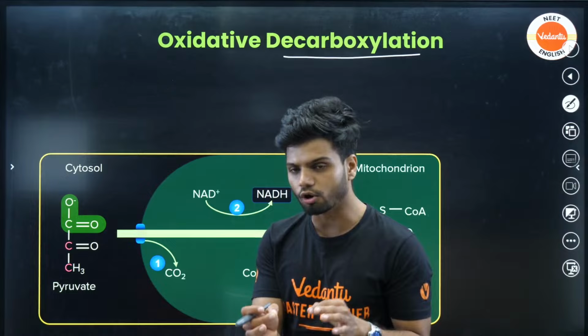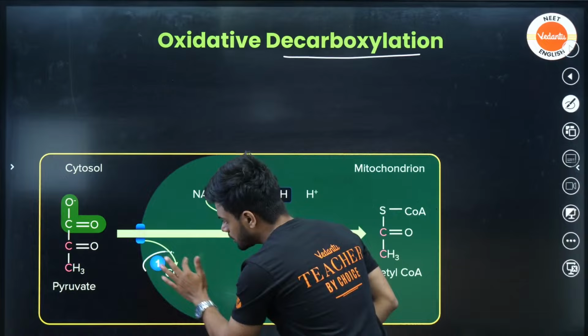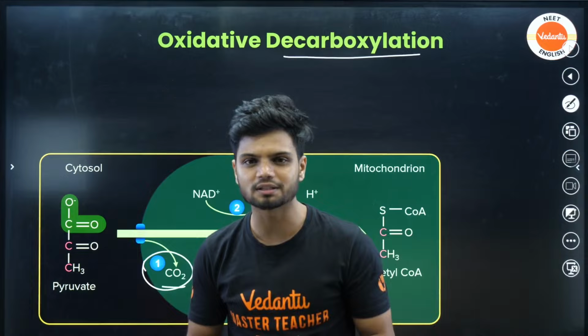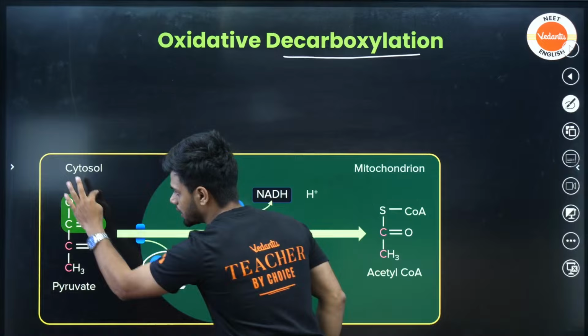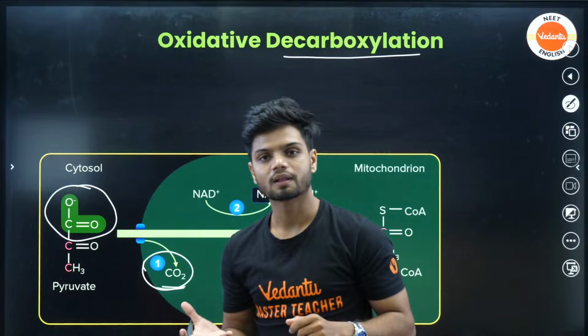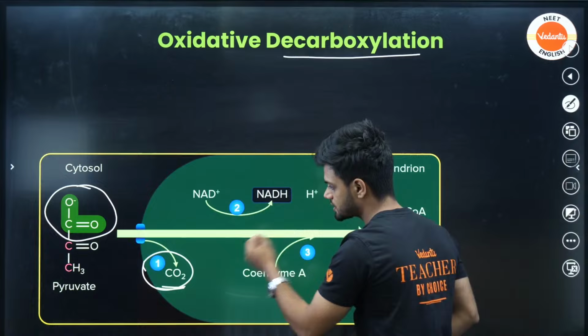The first step in oxidative decarboxylation is nothing but decarboxylation, that is releasing of CO2. Yes, there is release of CO2 here. From your pyruvate structure, this part here loses the CO2. Yes, we have released the CO2. CO2 is gone. So what are we left with? Now we are left with a 2-carbon compound.